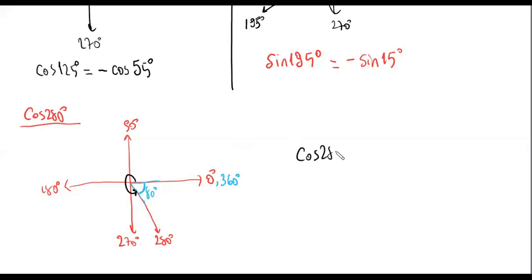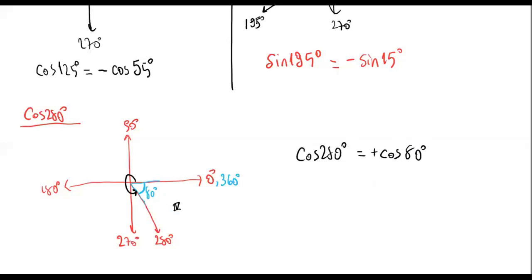Cosine of 280 degrees is equal to, in the fourth quadrant, 1, 2, 3, 4. In the fourth quadrant, cosine is positive because x values are positive. Cosine of, what is the reference angle? 80 degrees is the reference angle. So cosine of 280 degrees is equal to cosine of 80 degrees. That's it.